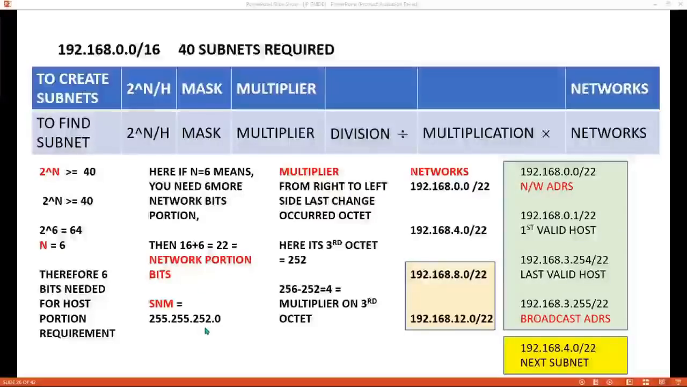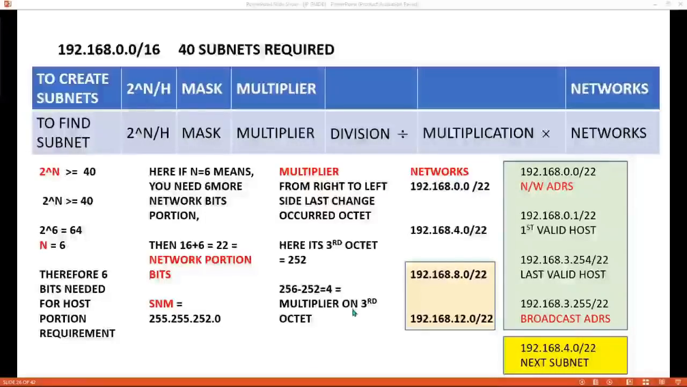You can refer to the bit borrowing table I showed earlier. Then for the fourth octet, there is no network bit, so you fill it with 0. Now you know the subnet mask: 255.255.252.0. Then the third step, the multiplier. From right to left in the subnet mask, the last change occurred in 252. So you deduct 252 from 256, and you get 4, which is the multiplier on the third octet. The third octet is going to increase by 4 on each subnet.